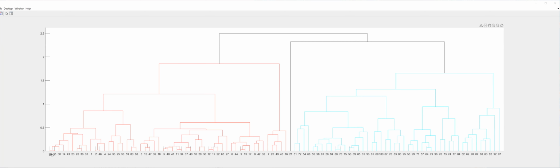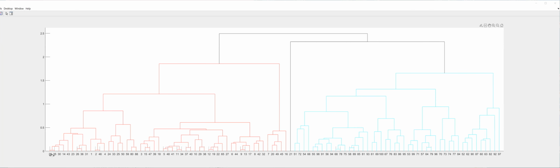So look at 28, 35, and 30. Can you see that the second rung is from the midpoint of 28, 35 to 30? That is the indication that 28, 35, and 30 are very close to each other. And now it's a computer algorithm. It will repeat this process, and this dendrogram gets plotted.